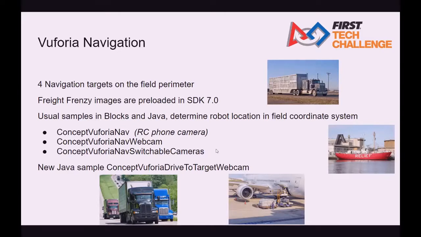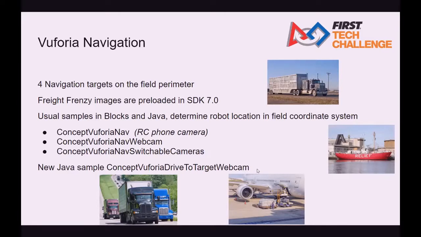There's a new sample op mode in the 7.0 SDK called Drive to Target. This is quite different as it uses the position of the target relative to the robot. This is not the same as the navigation op modes, which give you the robot location in the global coordinate system. Currently, this new program is available as a Java sample, and a MyBlock could provide this functionality to Blocks users.